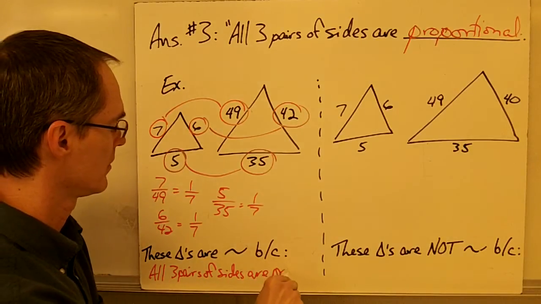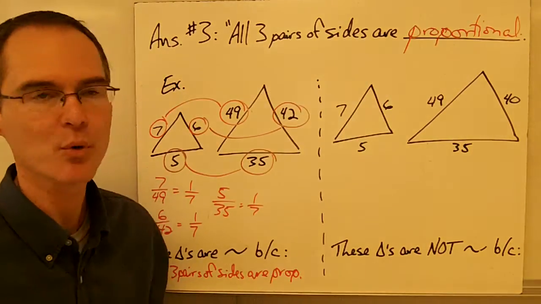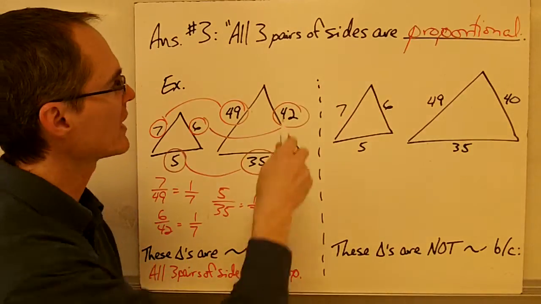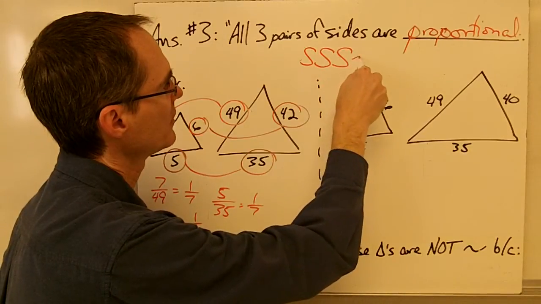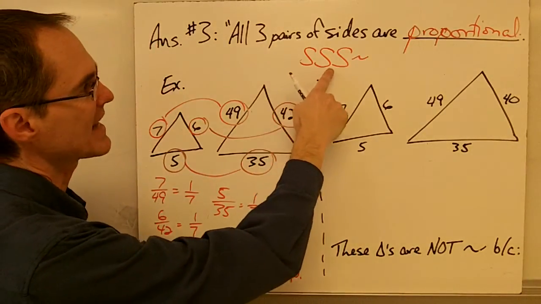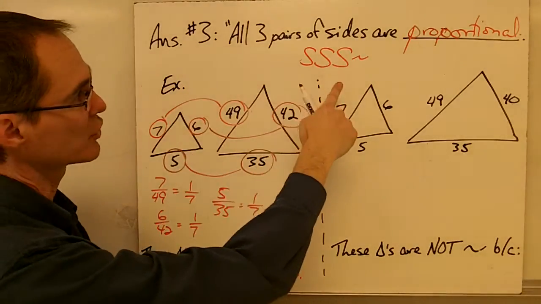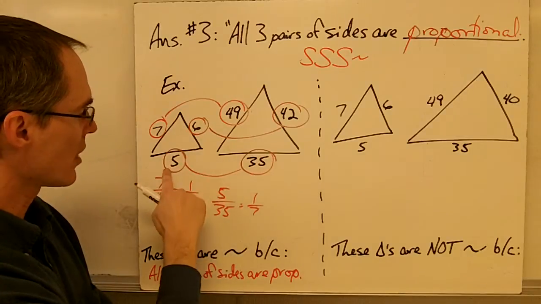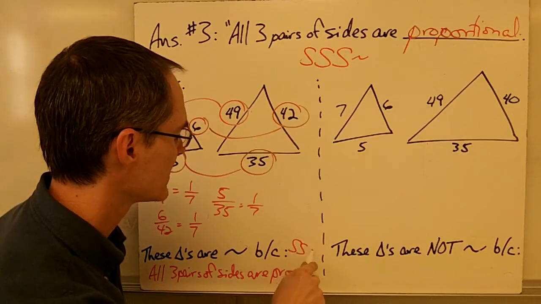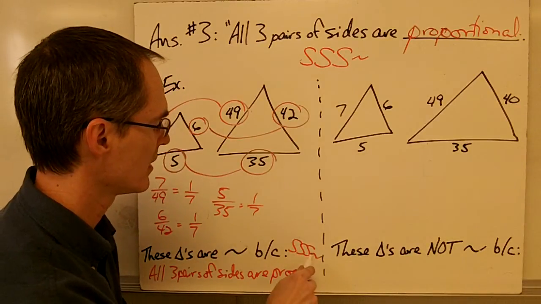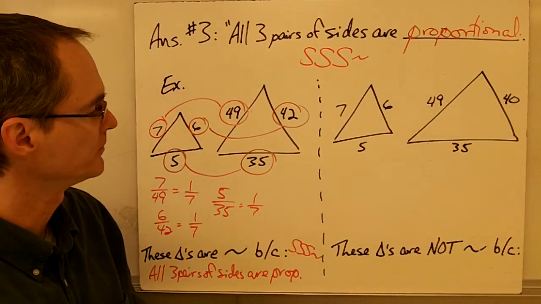By the way, this particular answer right here, all 3 sides proportional, we sometimes write that using a kind of shorthand notation, which looks like this. S, S, S, and then the little squiggly mark, and that just stands for side, side, side similarity. So if I wanted to answer this question in a kind of shorthand way, how do I know that these two triangles are similar? I know these triangles are similar because of the side, side, side similarity theorem, it's called. So I can use that as a kind of shorthand way of answering that question.